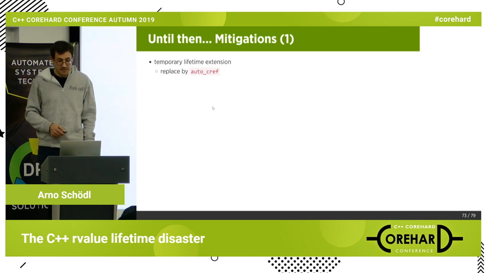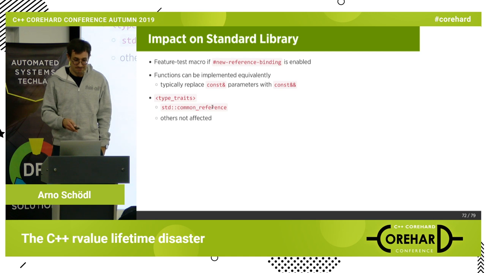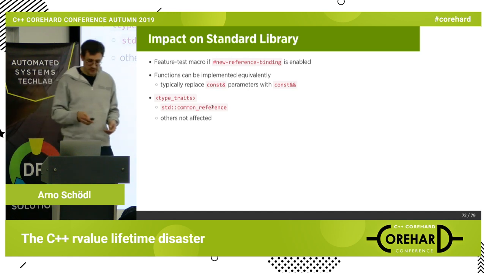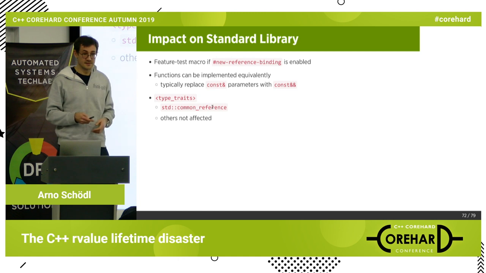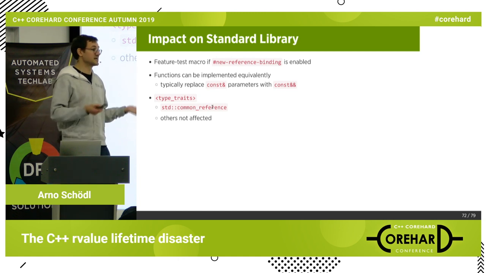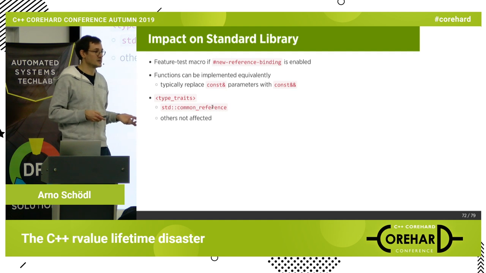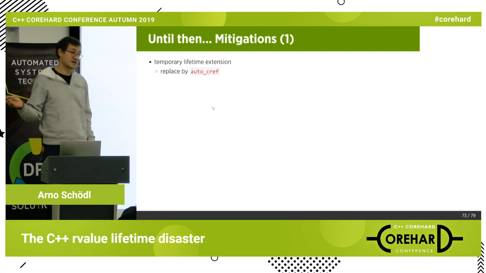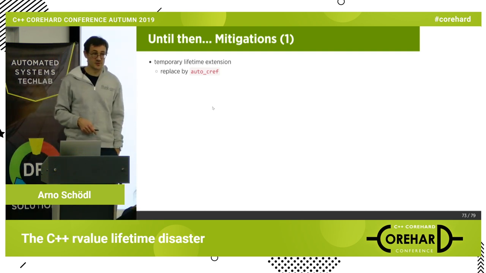Now, before we do this, well, we need to write an implementation in Clang, which is going to be hard. And until that day, we need to somehow mitigate the problems we have. We need to do something in our existing code right now so we don't run into these problems. What can we do? Well, first of all, I already said throw out the temporary lifetime extension. It's bad. Replace it by auto cref.